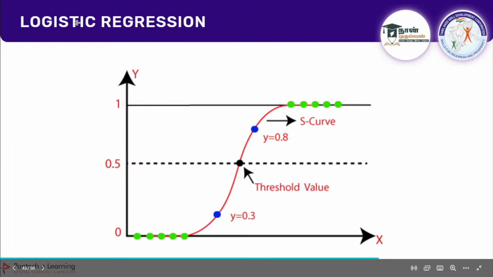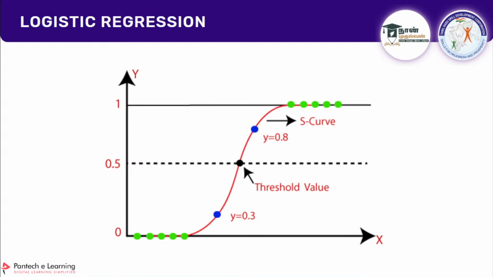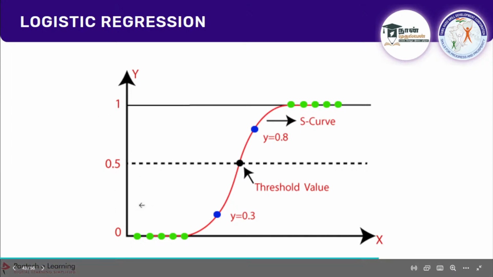So when you use logistic regression, it is going to give you a probability of 0 or 1, which means it is not actually giving 0 or 1. It is giving you a probability. With that, based on the threshold value, if it is greater than this, we select it as 1. And if it is less than this value, we consider it as 0.